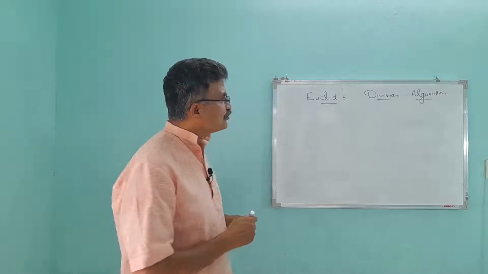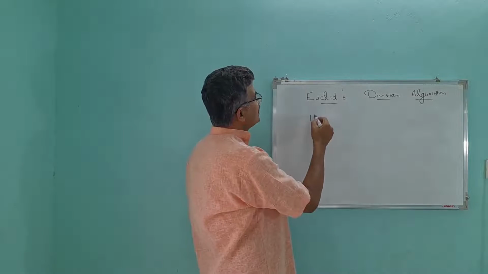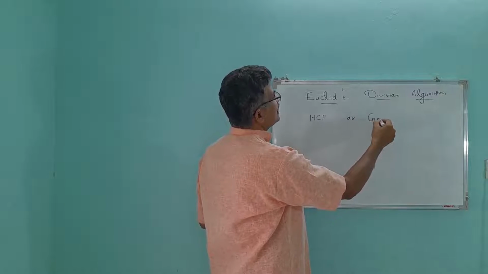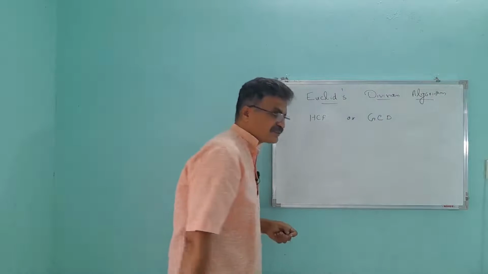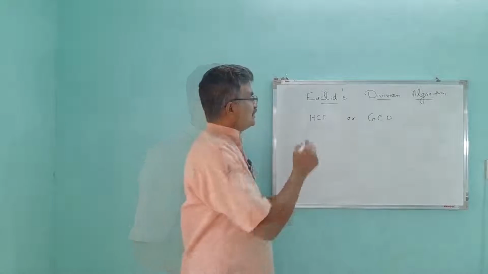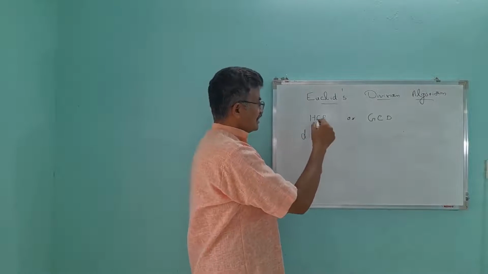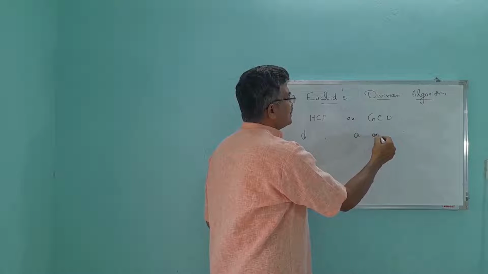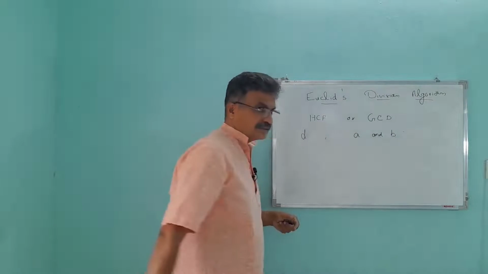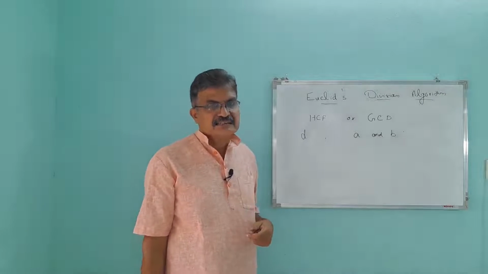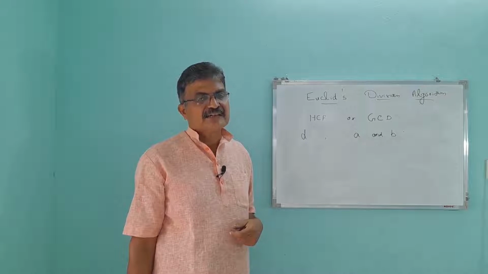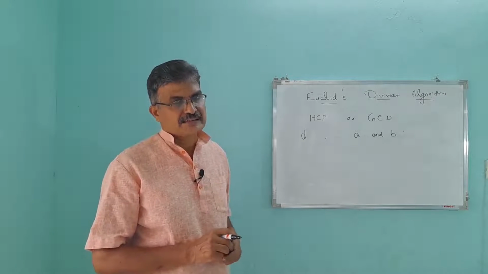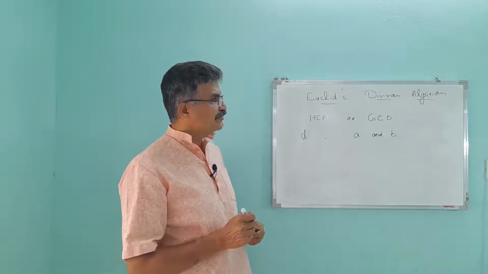What is meant by HCF or GCD of two numbers? HCF, or highest common factor, or greatest common divisor of two numbers. What does it mean? If D is the HCF or GCD of A and B, then D is the largest number that can divide A and B without leaving any remainder. That's the meaning of HCF or GCD.